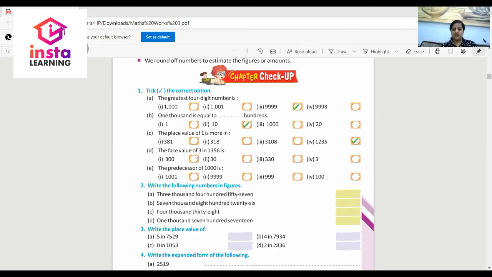What is the face value of 3? We know that the place value changes, but the face value never changes. That is 3, the same number. Predecessor of 1000 is 999. Just less 1 and put 9 three times. It is the answer. Now write the following number in figures.